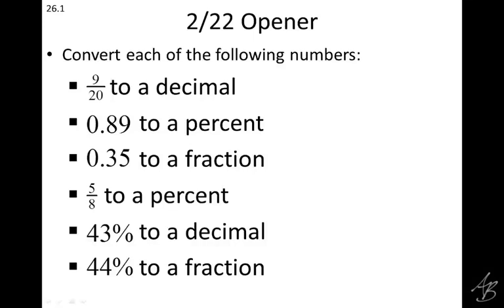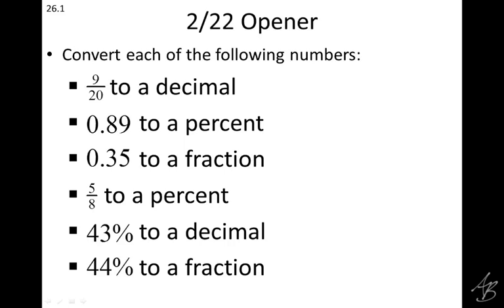In the opener today, we've got all 6 types of problems, all 6 types of conversions that we talked about last week between fractions and decimals and percents. So we'll just go through them one at a time, talk about how we do each one, make sure that we're writing down all of our work, and we'll go from there.